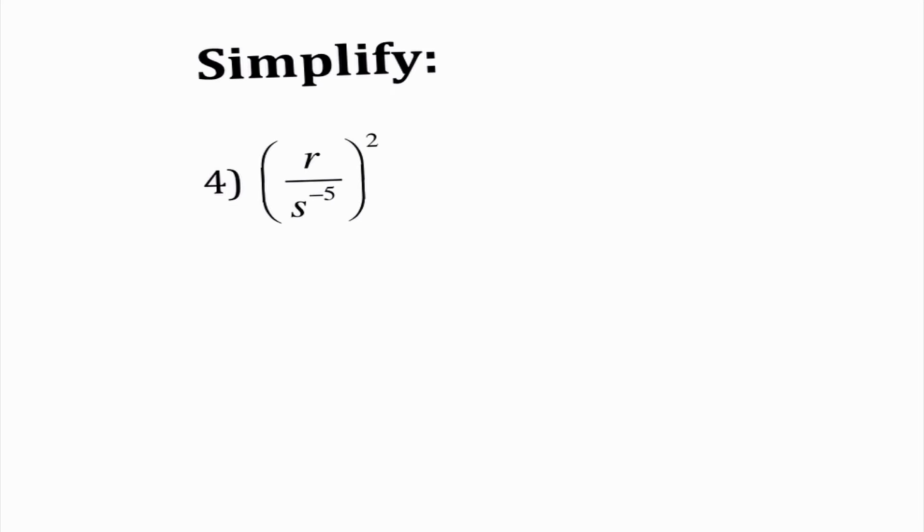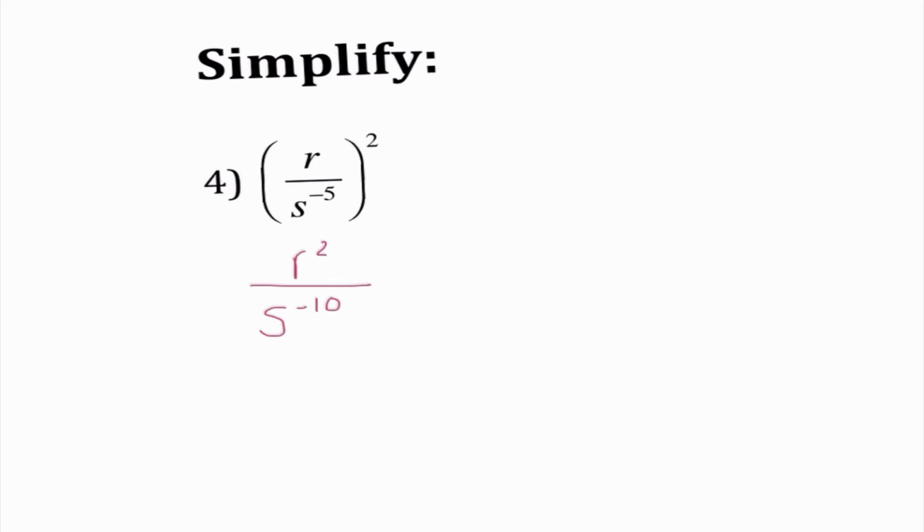So looking at number 4, we are still simplifying, but this time I'm dealing with exponents, so I know I won't have just a number as my answer. For number 4, there's a few different ways we could go about doing this. We could go ahead and apply our exponent to both the numerator and the denominator first, or we could take care of this negative exponent first. I'm going to go ahead and make this r squared over s to the negative 10th first.